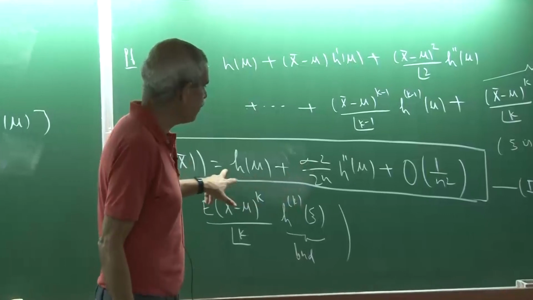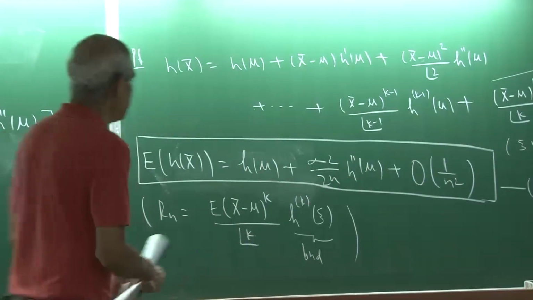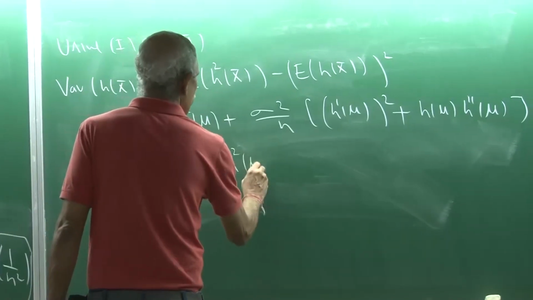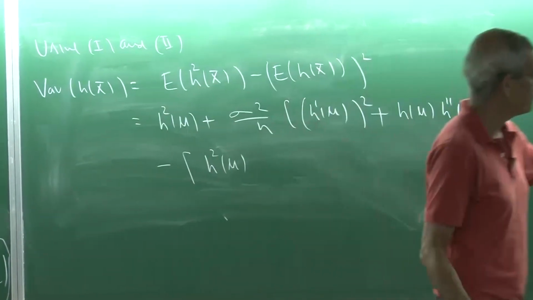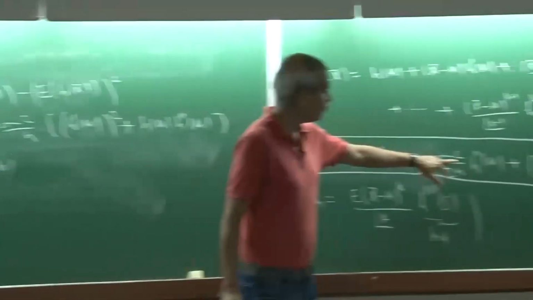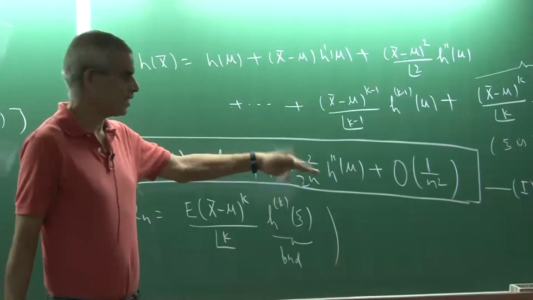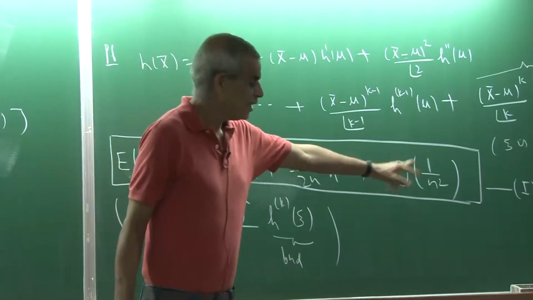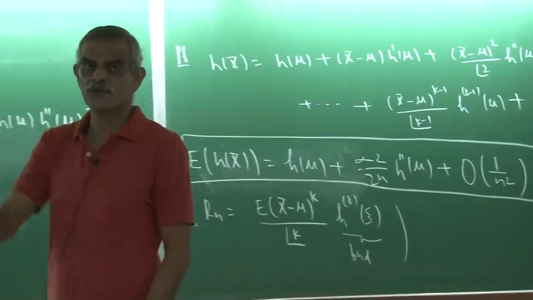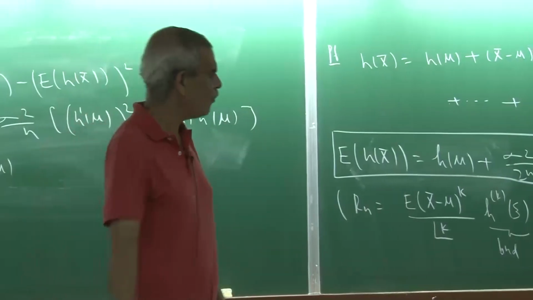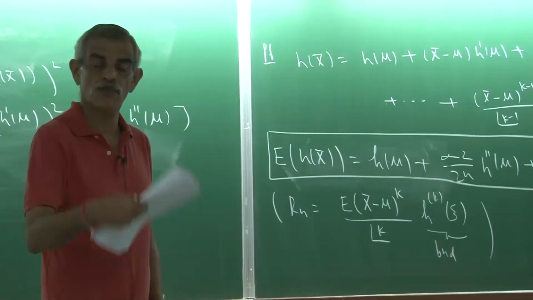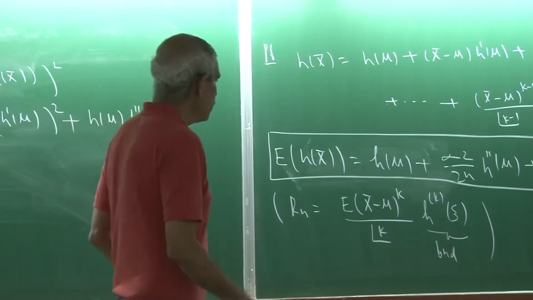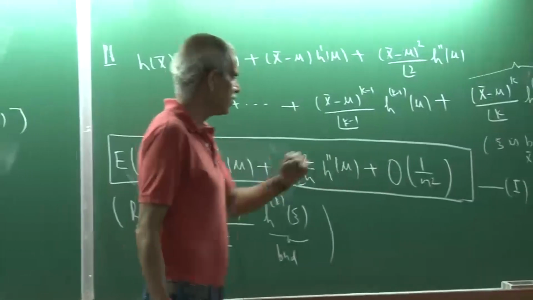So first I look at the square of each of the terms. The first term gives h square of mu. The square of the next would be of order of 1 by n square, so that will get consumed into big O 1 upon n square. This is O of 1 by n square, so its square would be big O of 1 upon n to power 4, and that also will get consumed, because big O 1 upon n 4 is also big O 1 upon n square.